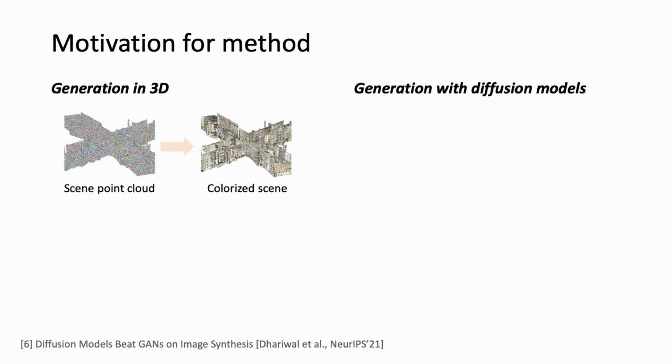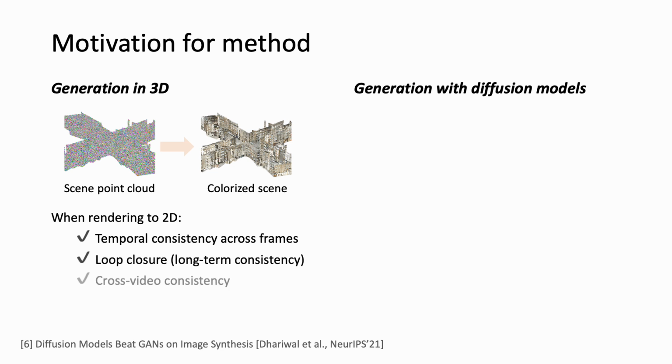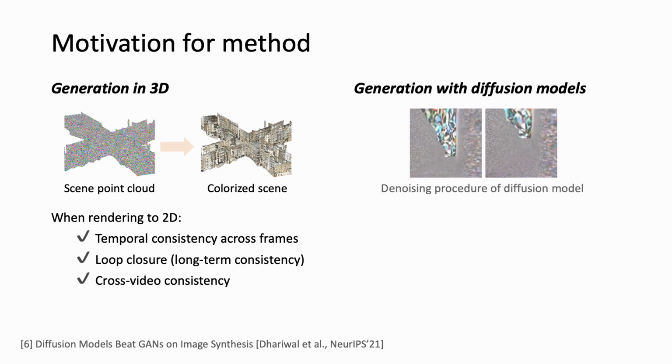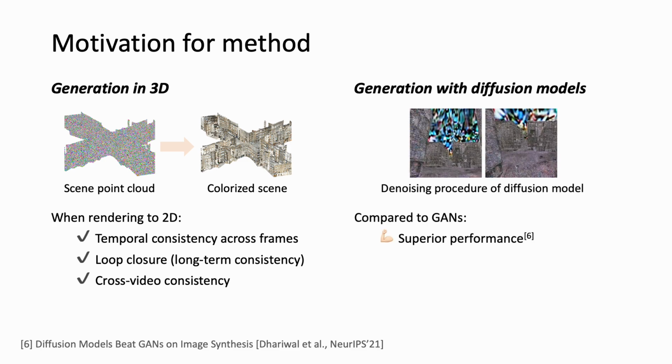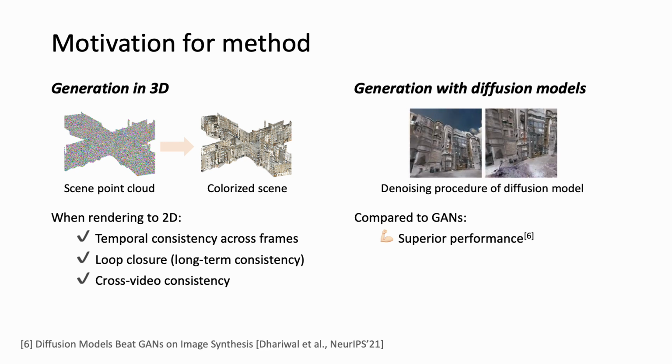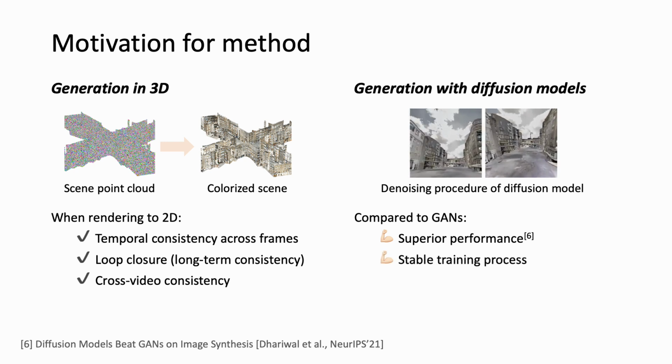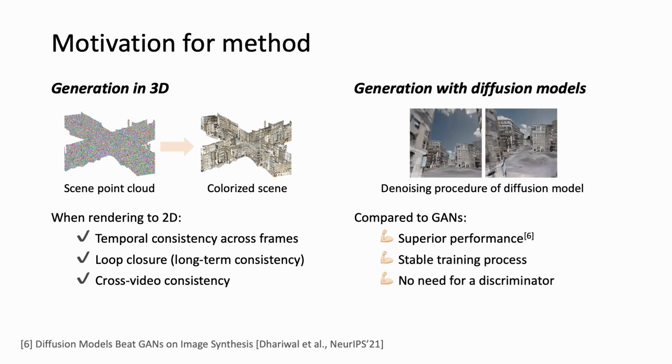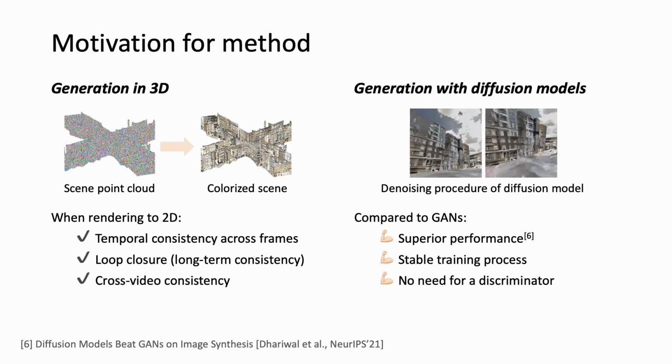On the one hand, generating in 3D space instead of 2D space ensures consistency when rendering to 2D, providing temporal consistency across frames, loop closure for long-term consistency, and even consistency across different videos. Also, it naturally maintains perspective photography and eliminates the need for preset trajectories. On the other hand, using diffusion models offers superior performance compared to GANs, ensures a stable training process, and does not require a discriminator, thus avoiding the need for on-the-fly 2D rendering.